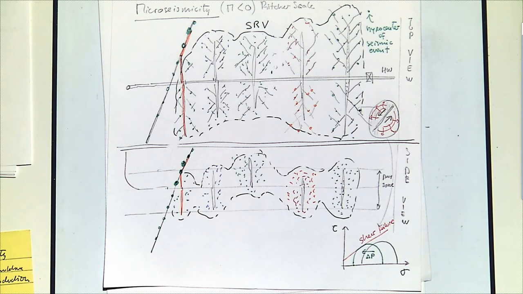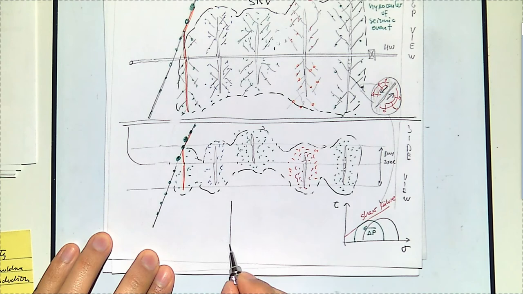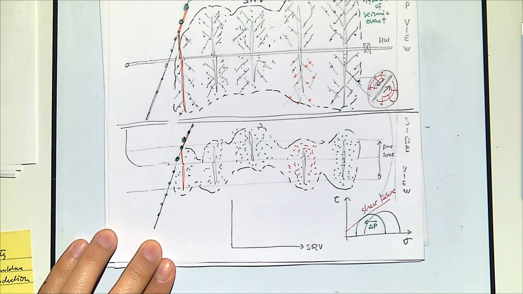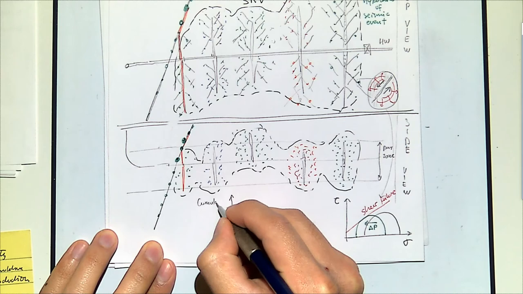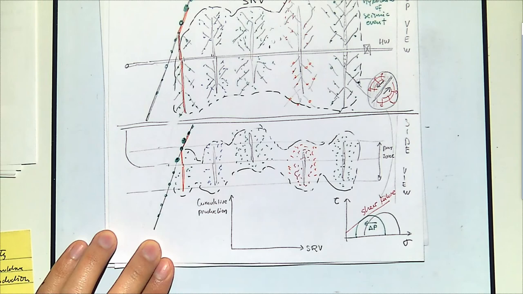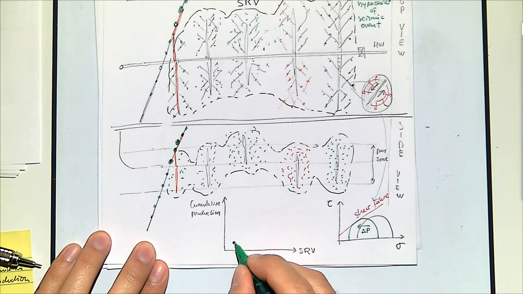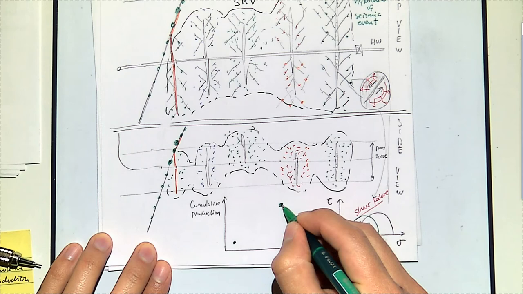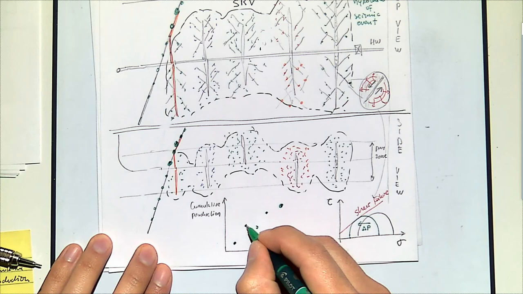Okay, and that will allow me to see how far the simulation went. Why is this useful? Because we find that, in general, the bigger the stimulated reservoir volume, or SRV, the bigger your cumulative production is going to be. If you have a small stimulated reservoir volume, you will have small production. If you have a high stimulated reservoir volume, you will have more production. And somewhere in between, probably you have points like that. And this is what we see.